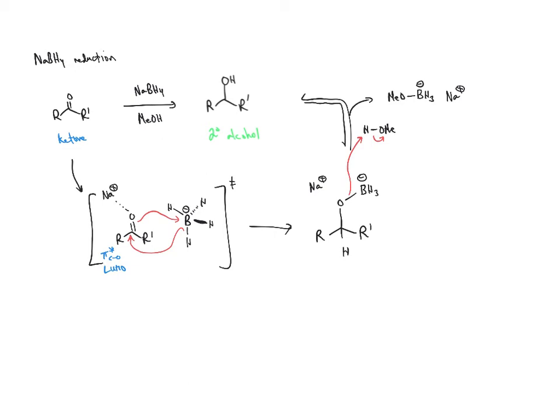Okay, so this is the mechanism of the sodium borohydride reduction of a ketone. Of course, you can do the same exact thing with an aldehyde. So let's try to do an aldehyde, but this time let's use lithium aluminum hydride, and you'll see the similarities between these. And so this is an LAH reduction. We're going to use, this time, lithium aluminum hydride and an aldehyde.